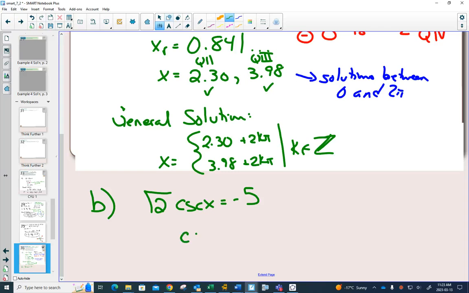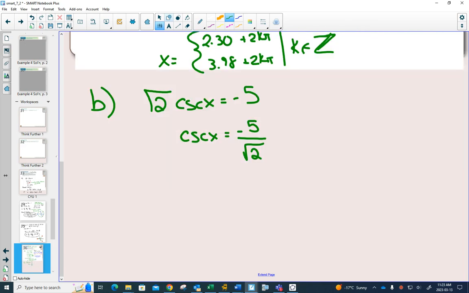and I can get cosecant x by itself by dividing both sides by the square root of 2. And whenever you have a reciprocal trig function, since you don't have a cosecant inverse on your calculator, once you've got cosecant by itself, we know that cosecant is related to sine. So we can write sine x and flip the fraction. Where you put the negative doesn't matter.